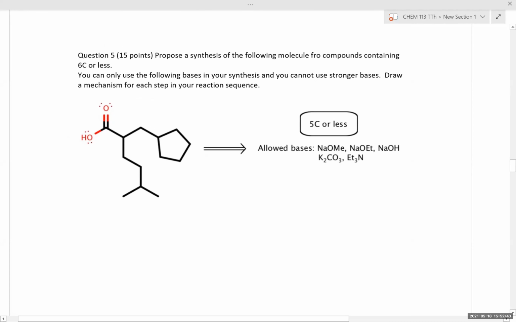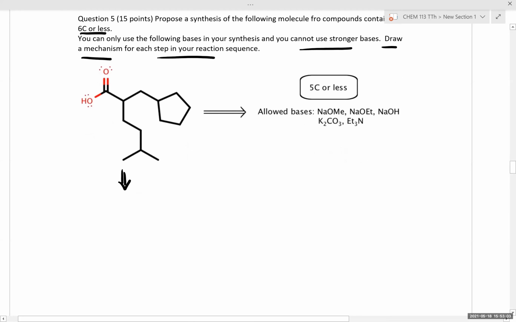So in this case, we're asked to propose a synthesis of the following molecule from compounds containing 6 carbons or less. You can only use the following bases in our synthesis. You cannot use stronger bases. And then draw a mechanism for each step in your reaction sequence. So retrosynthetically, given that I have this carboxylic acid and I need to install multiple alkyl groups, I'm going to trace this carboxylic acid via functional group interconversion back to this malonic ester-like motif.